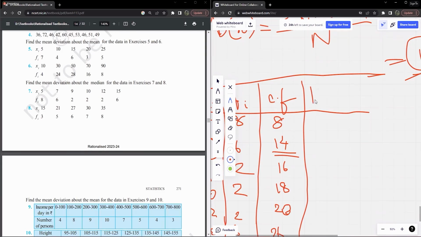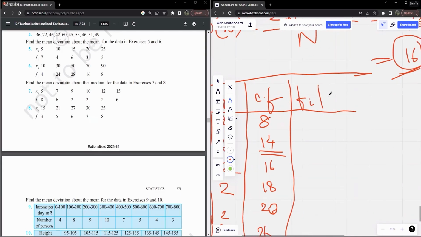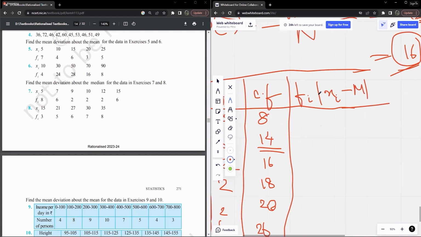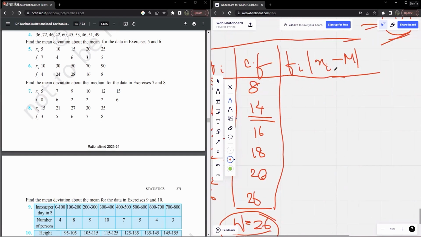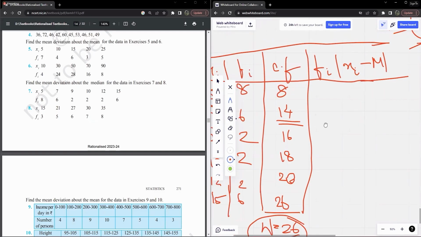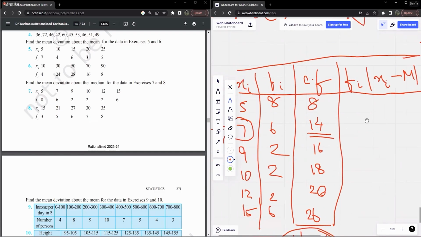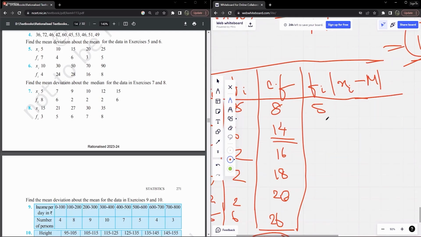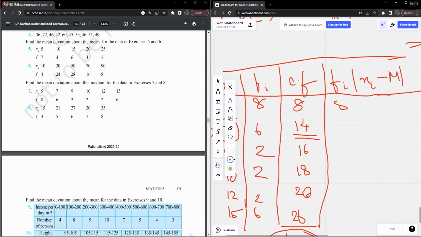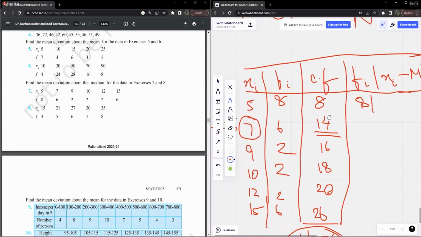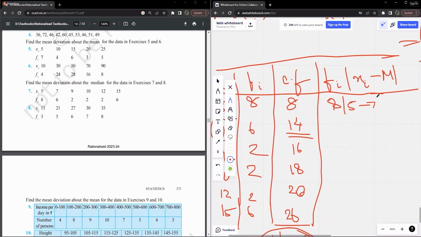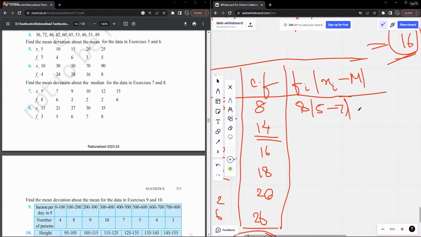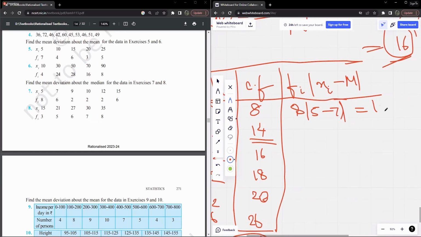Anyway, the next header is going to be fi times |xi minus M|. Having two steps, because I'm not going to write xi minus M and then fi again and again in different columns. So this is fi into |xi minus M|. Remember that the median is 7. So this is actually 8 times |5 minus 7|. That is going to be 8 times 2, that is 16.